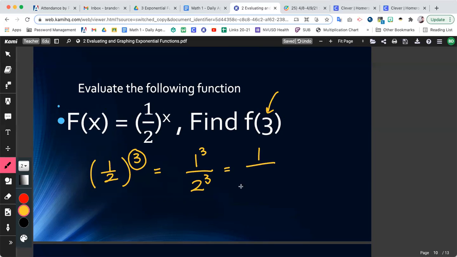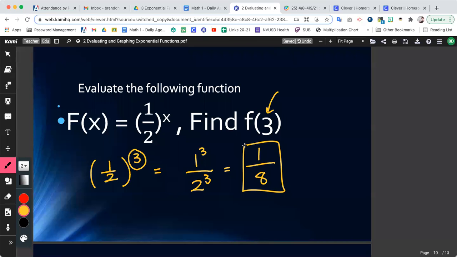Same number. Okay. Now, what's 2 cubed? That's 2 times 2 times 2. 2 times 2 times 2, 8. So 1/8. That is our answer.